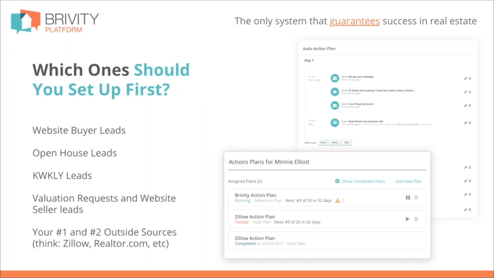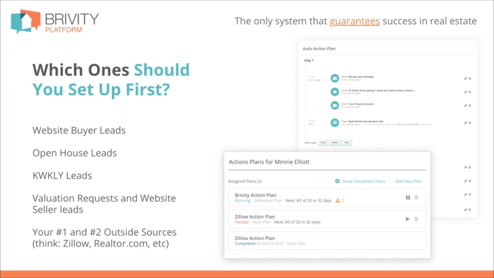Okay, so which ones should I set up first? If you're a Brivity client, and this applies whether you are or you aren't, if you've got Boomtown, Commissions Inc., Conversion, there are a lot of other really great systems out there that have these same capabilities. The ability for you to build these plans out, a lead comes in, and I can automatically, or at the very least, manually apply the plan the minute I'm able to.